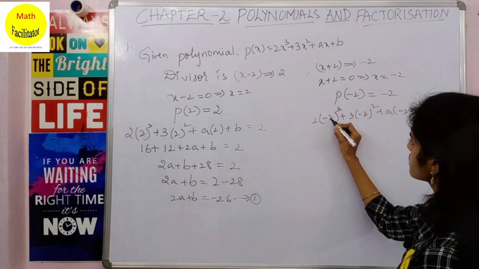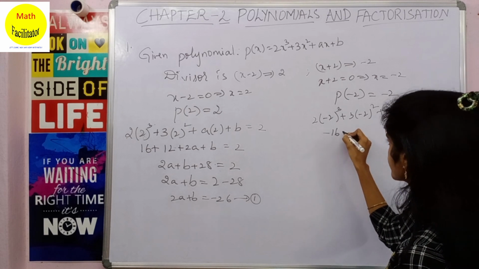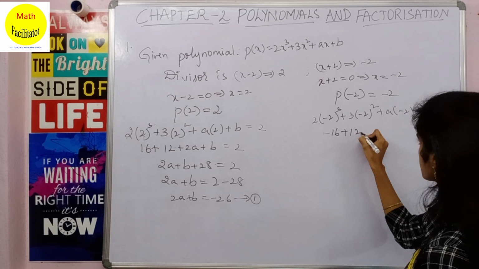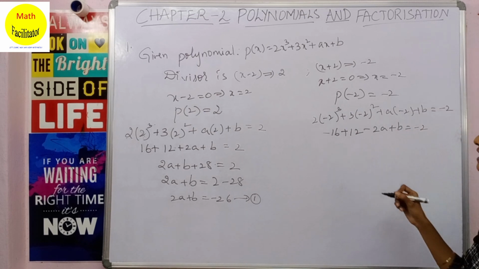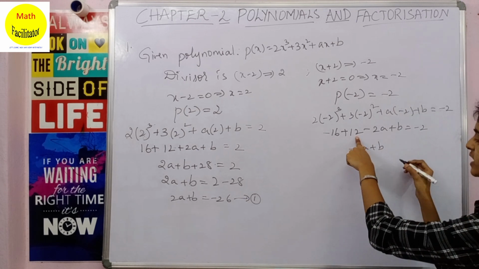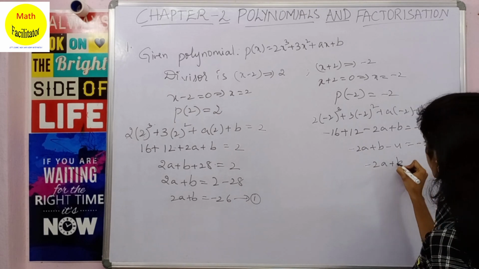Okay, so 2 into minus 2 whole cube. Minus 2 whole cube is minus 8. So 2 into minus 8 is minus 16, plus 3 into minus 2 square; minus 2 square is 4. So 4 3s are 12, minus 2a plus b equal to minus 2. Clear? Now minus 16 plus 12 is minus 4, so minus 4 minus 2a plus b equal to minus 2.